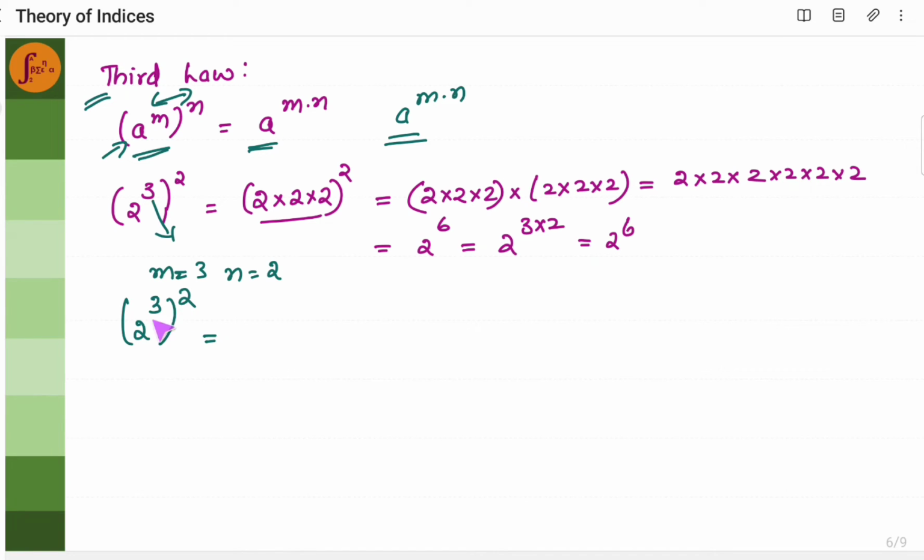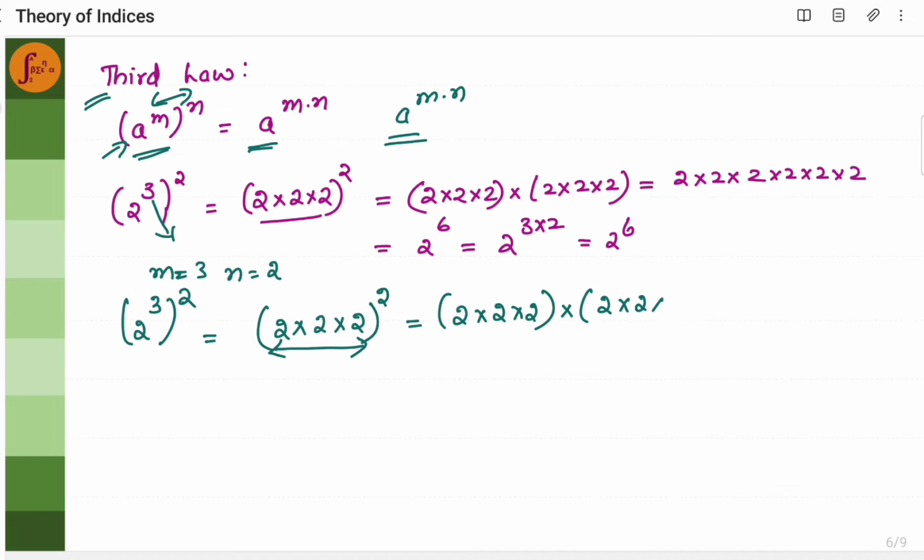Now, how would you write 2 to the power 3? You'll write it as 2 into 2 into 2, 3 times. And then we'll write this power 2 here. Now, what does this mean? The entire thing you'll have to write 2 times, 2 into 2 into 2, 2 times, because the power is 2. This is nothing but I can write 2 six times instead. Now, what is this? This is nothing but 2 to the power 6, because you've written 2 six times.